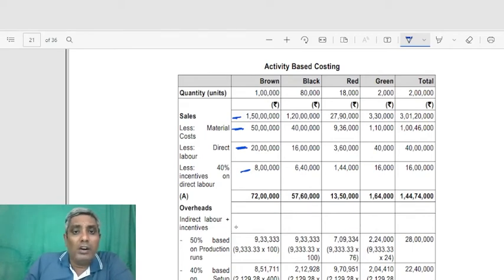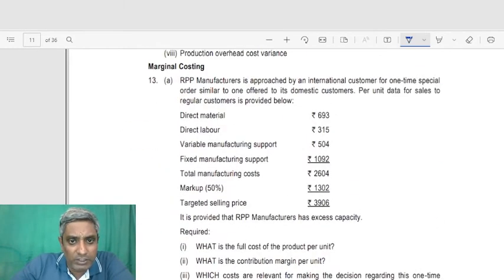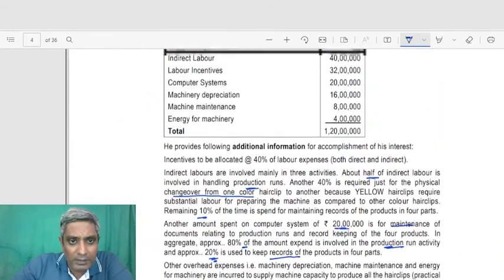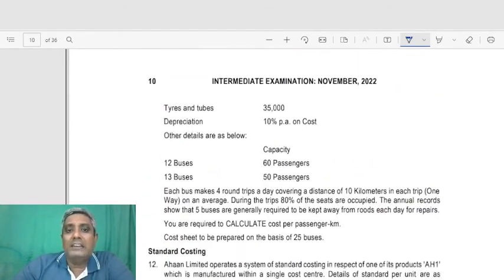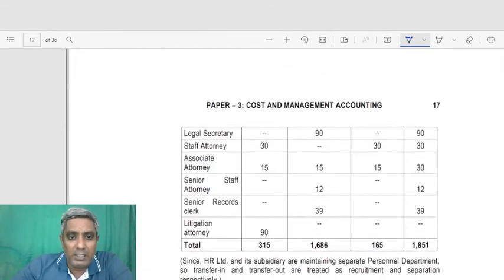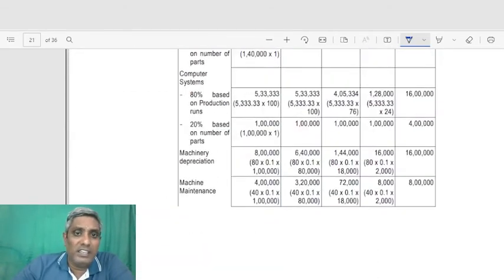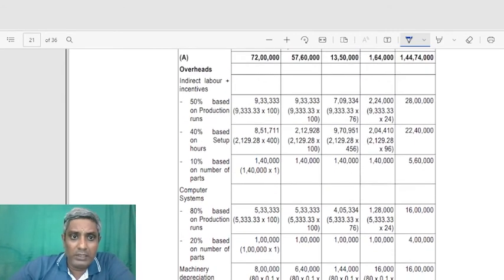Overheads is what? According to each activity. Now production runs 100, 176, 24. Now if I go through the question, you will be able to see these numbers. Is it not? See here. See from the question itself, everything is clear. 100, 176, 24. And setup time 4, 1, 6, 4. So these numbers you have to remember very clearly, so that calculation and multiplication will be very easy. You can do answers as quickly as possible. Here mostly time consuming because of reading the question. Is it not? So this is how they have allocated.